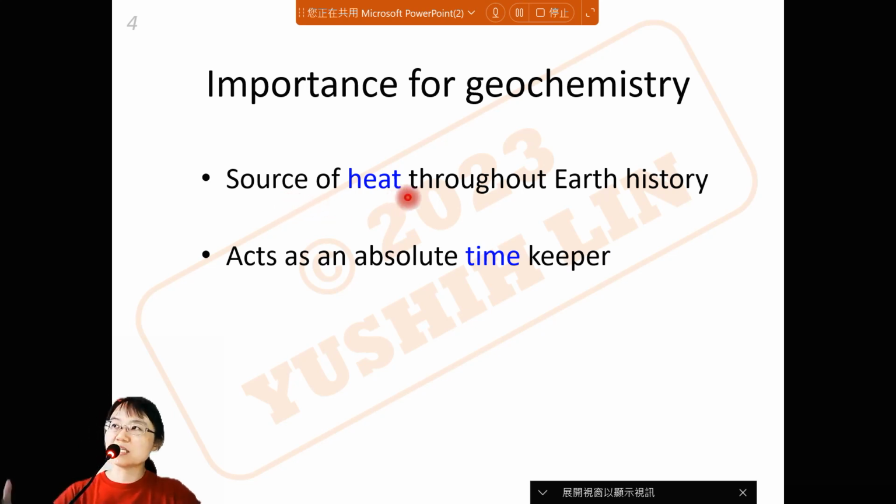We know in the interior of the Earth, it is very hot. Why is it very hot? Because there is radioactive decay. And the second is, these radioactive nuclei, they act as an absolute timekeeper. That's how we get to know the order of things that have happened in the past.